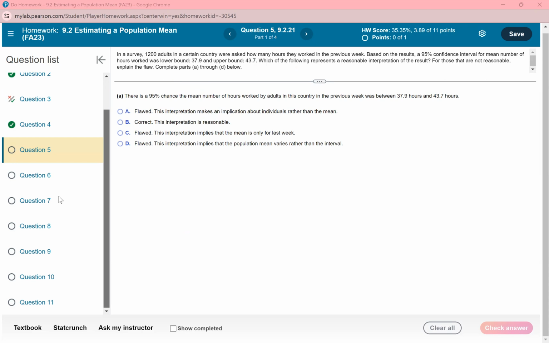All right, so now to the story problems. In a survey of 1,200 adults in a certain country were asked how many hours they worked in the previous week. Okay, so N is 1,200, y'all. Based on the results, a 95% confidence interval for the mean number of hours worked was, here's the lower bound, and there's the upper bound. Which of the following represents a reasonable interpretation of the result? Okay, so the confidence interval is 37.9 to 43.7, and this was a 95% confidence interval.